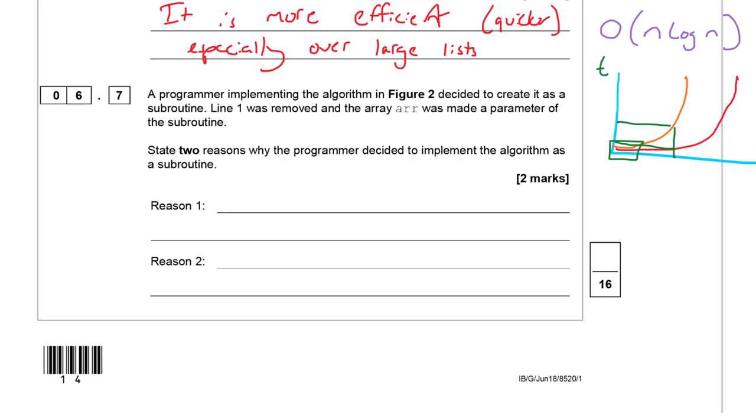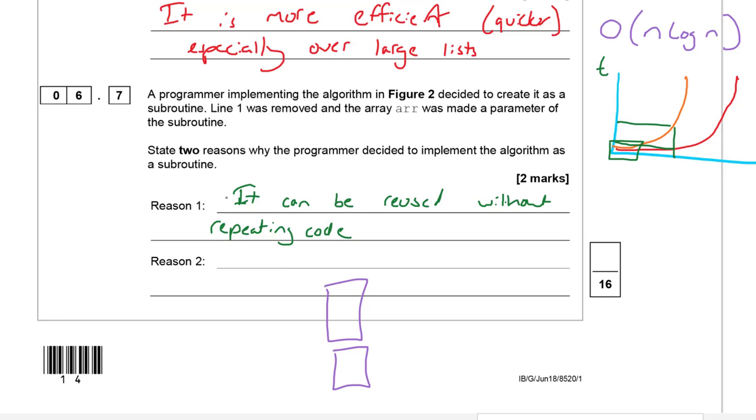So let's first of all say it can be reused without repeating code. Instead of having to copy the entire block, we can just define the block once and then we can call it with just one line whenever we want to, and it saves us repeating that code. So that's a huge advantage. But also, it becomes more general. Any array can be used, not just the hard-coded one.